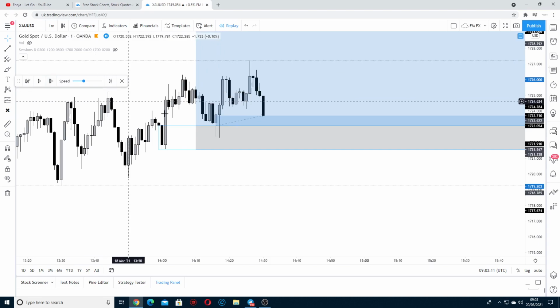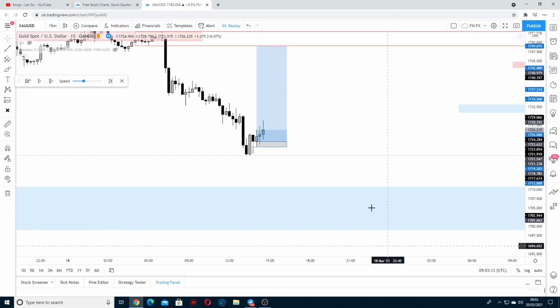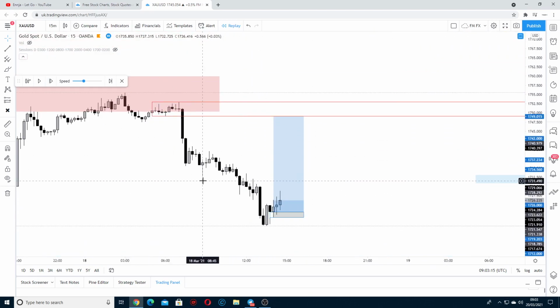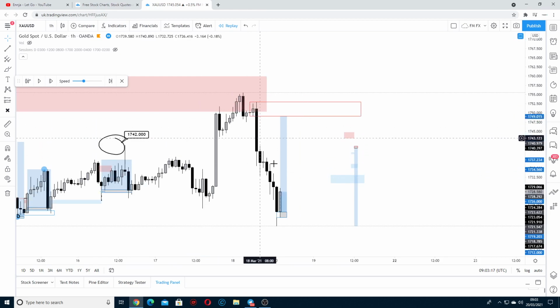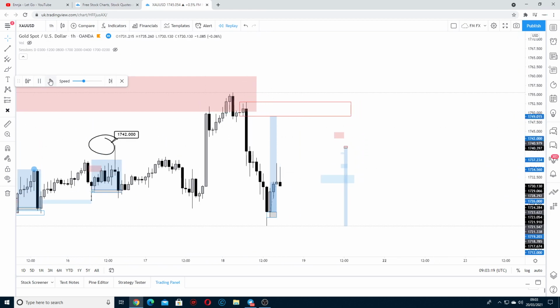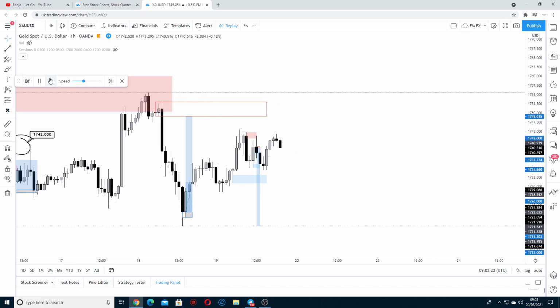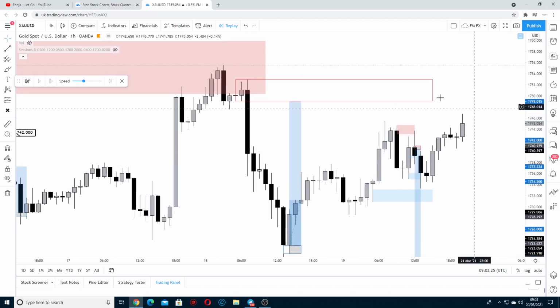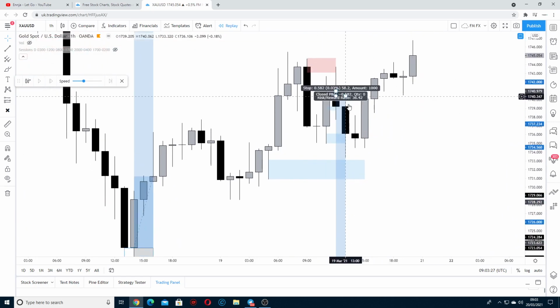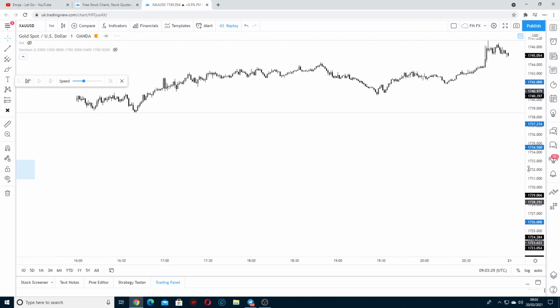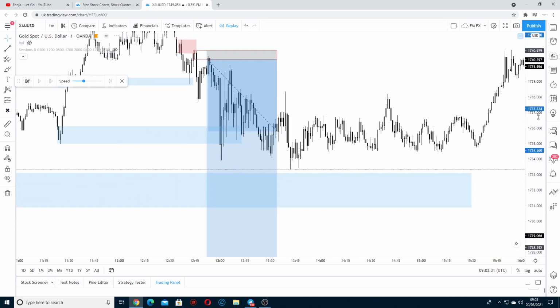Standard entries. And then targets will again be back up in this supply zone on the 1 hourly, I believe it is. Yeah, this 1 hour base. And if I play this out, we smack that perfectly, I believe. Well, we're coming up to smack that perfectly. Anyway, within that area, I caught a little sell, which ended up hitting me at break even.